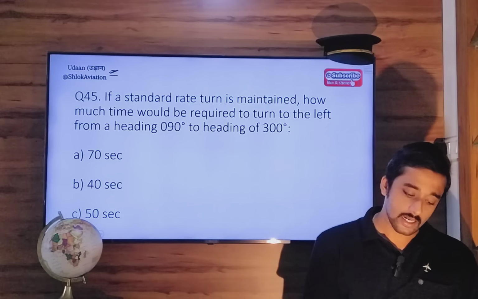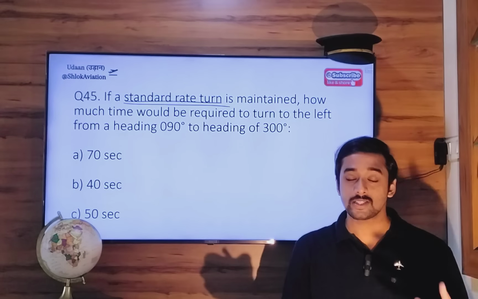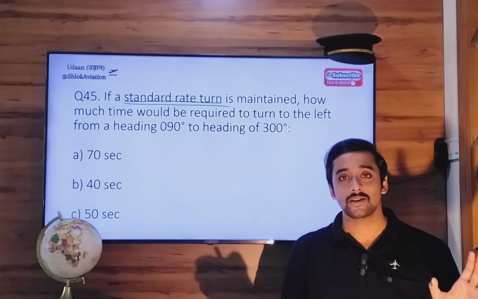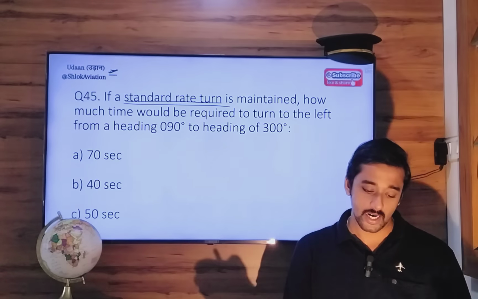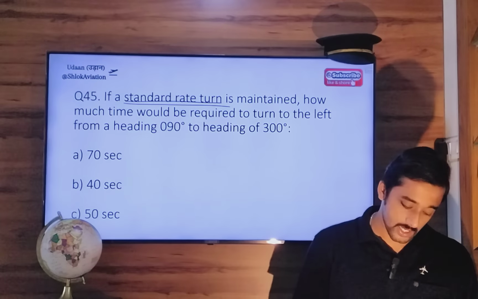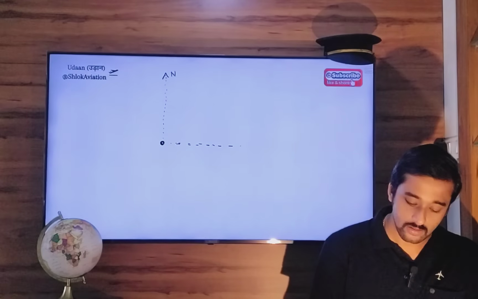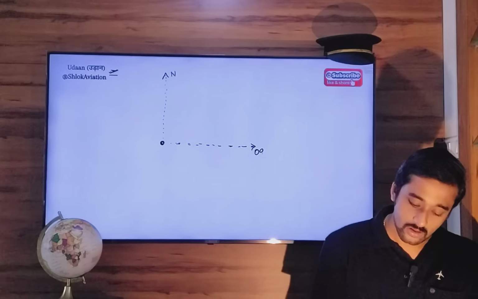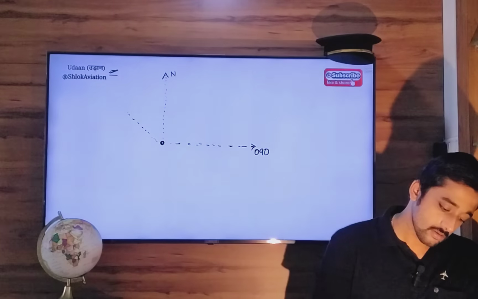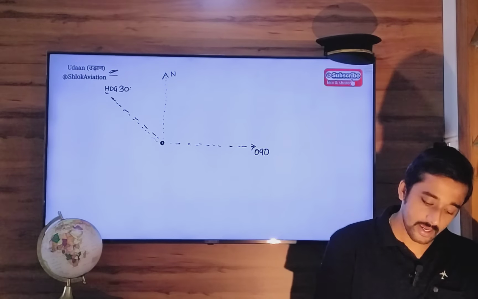Next, a standard rate turn. Very important. All of us have done this particular exercise: standard rate turns to the right, standard rate turns to the left. How much time would be required to turn to the left from a heading of 090 to a heading of 300? So you are making a left hand turn at a standard rate.